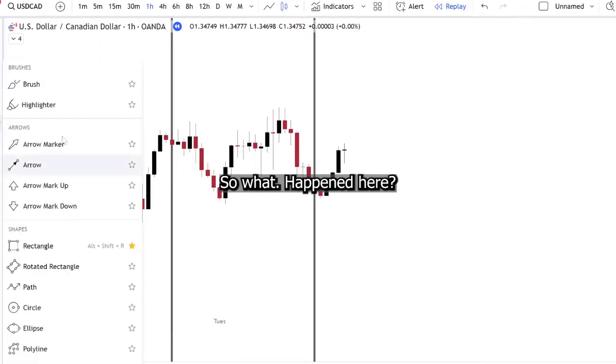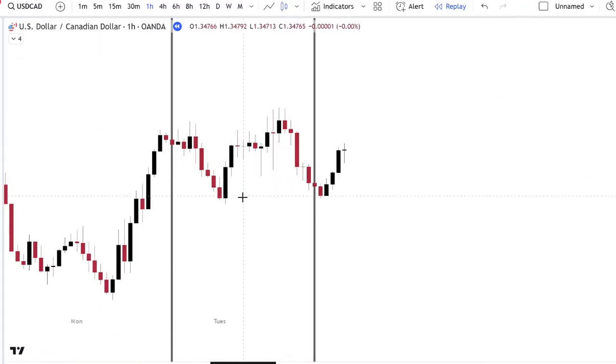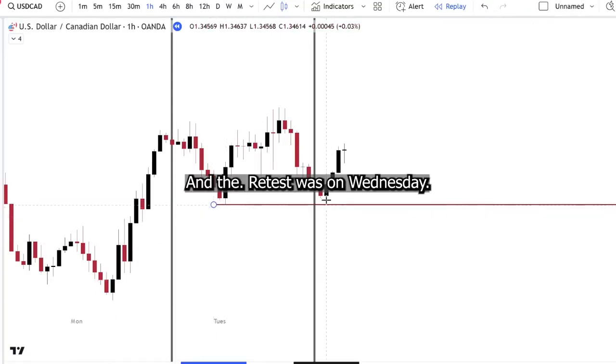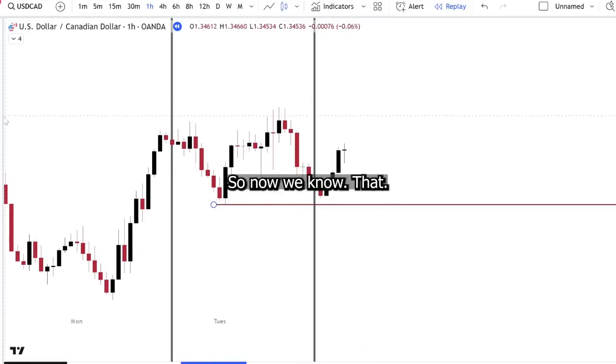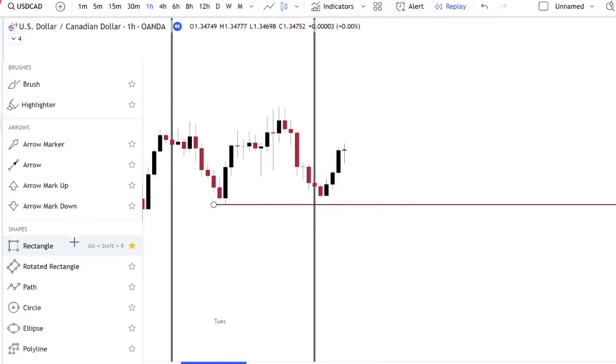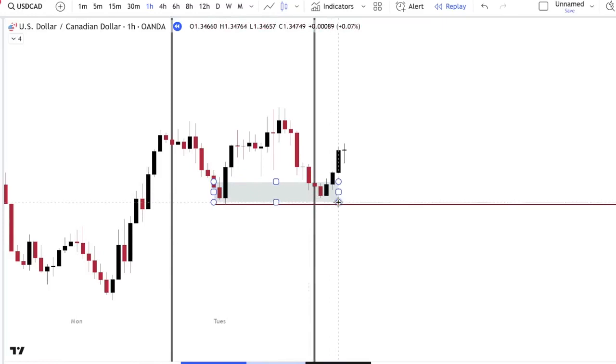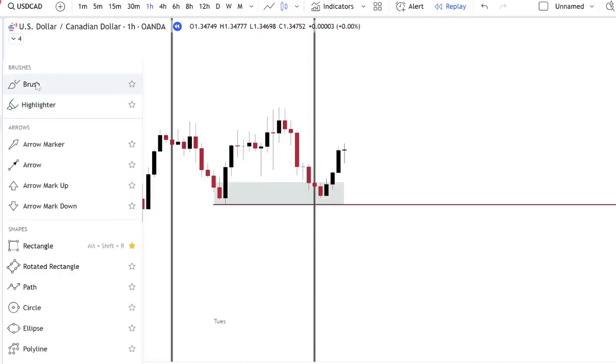So what happened here? Price formed your swing and price rejected from the swing extreme. So this is your liquidity now. And the initial swing was on Tuesday and the retest was on Wednesday. So now we know that liquidity took 2 days to be built. So what are we looking for now? The fact that liquidity took 2 days to be built, we understand that there's a high possibility of a continuation.